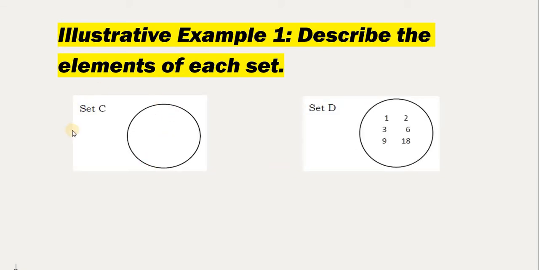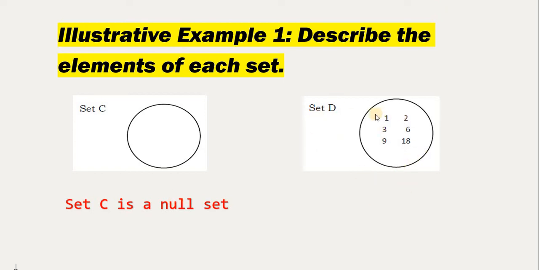Next, how about the set C? So, dito kung mapapansin natin, wala siyang laman. Walang elements. So, how are we going to describe this? Set C is a null set. Okay, so that is possible. Na yung isang set ay walang laman. Okay? So, ang tawag natin doon ay null set or empty set.